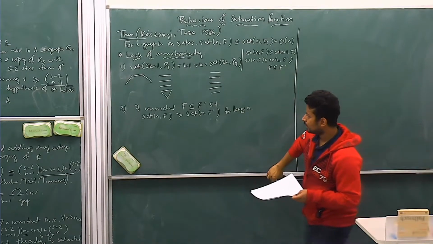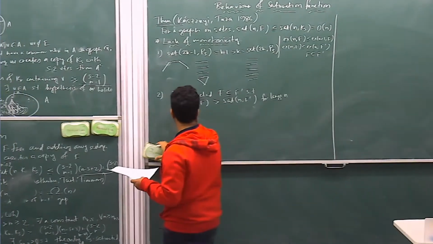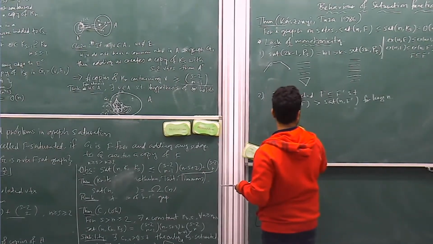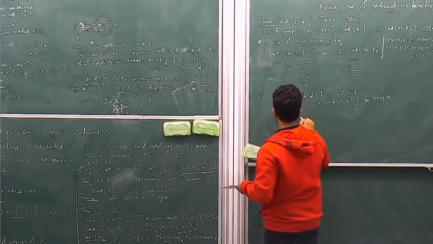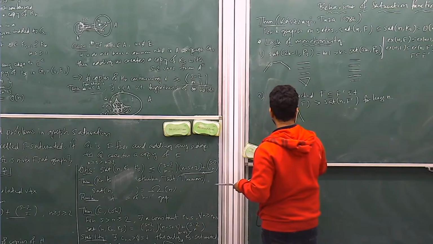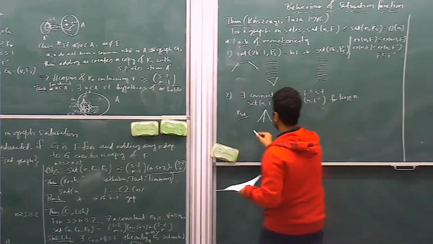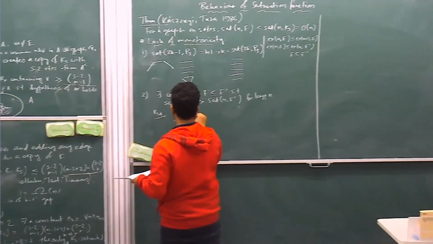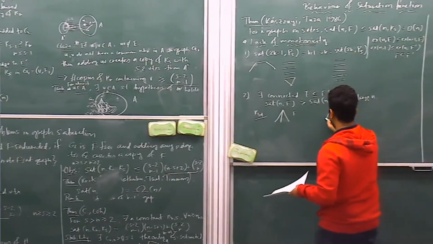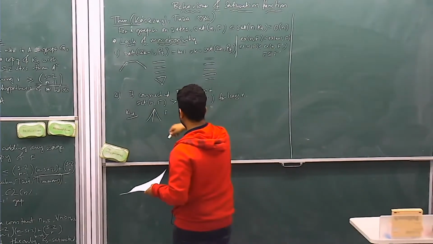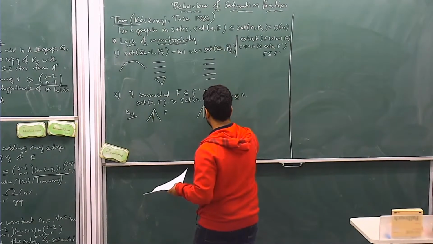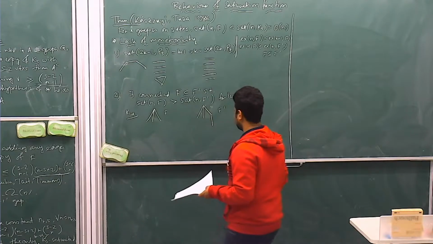Okay, and let me give a quick example. You can take F to be, let's say, a star, K_{1,d}. This is your F, and take F prime by subdividing one of the edges there, which looks something like this. Okay, this is F prime.